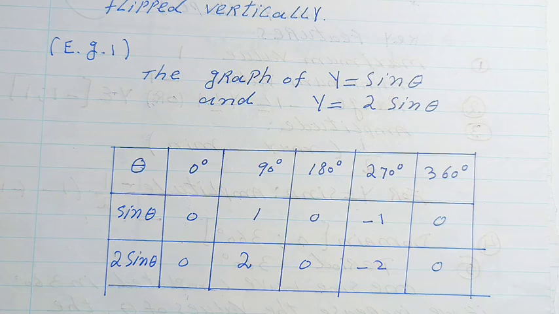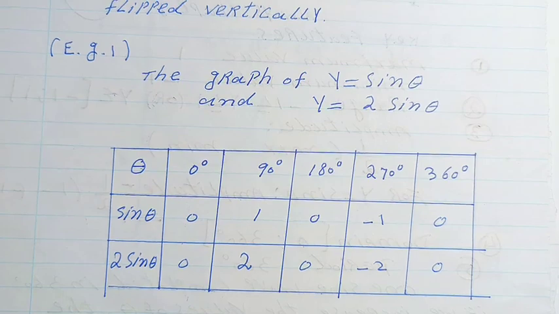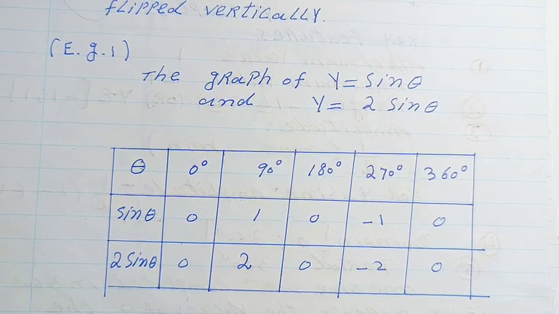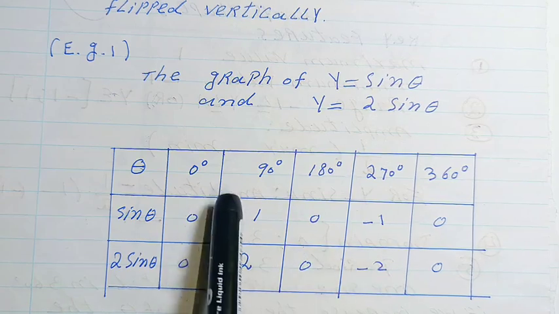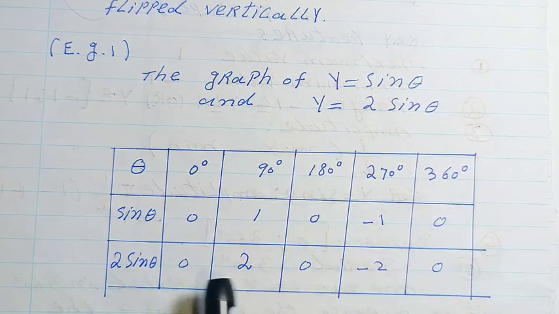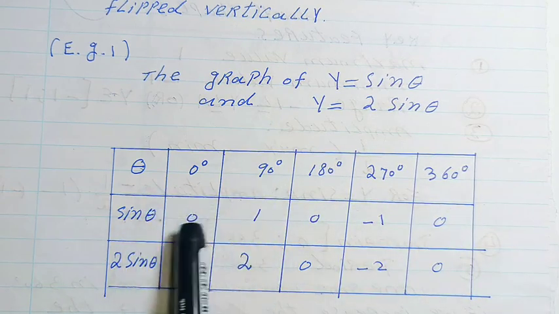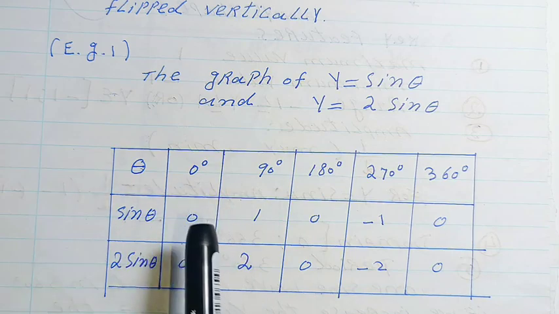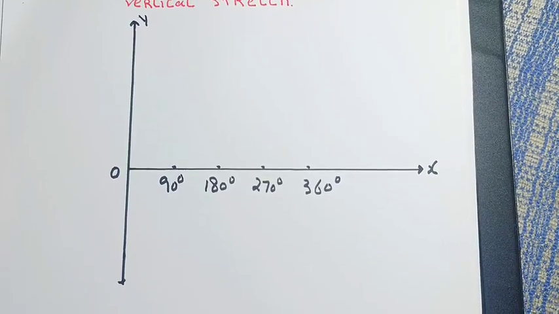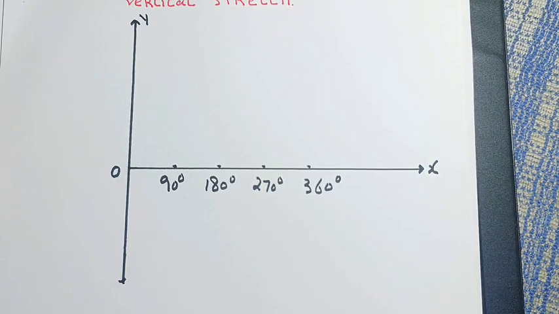Now I will show you also how to sketch the graph without a table. So I'm going to sketch the graph now. I'll show you how. Must remember, you don't need to make the table with 30, 45, and so on. Just use, you must count in 90s. So I'm going to show you the first graph about the vertical stretch.